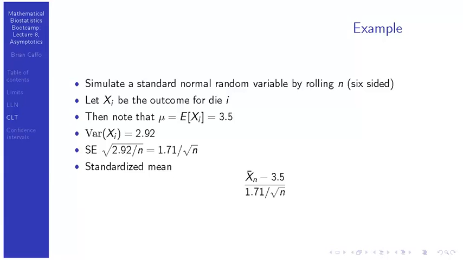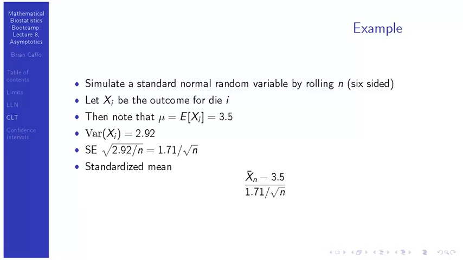So remember that for a die, the expected value of a die roll is 3.5. If you don't remember, we went through this calculation a couple lectures ago when we covered the variance. The variance of a die roll is 2.92. And the standard error is the square root of 2.92 divided by the number of die rolls going into the average, so that's 1.71 divided by square root n. And so the standardized mean would just be the average of the die rolls minus 3.5, divided by 1.71 divided by square root n.